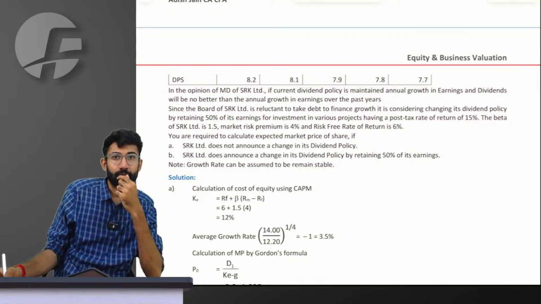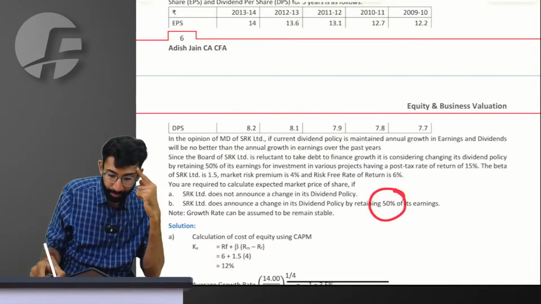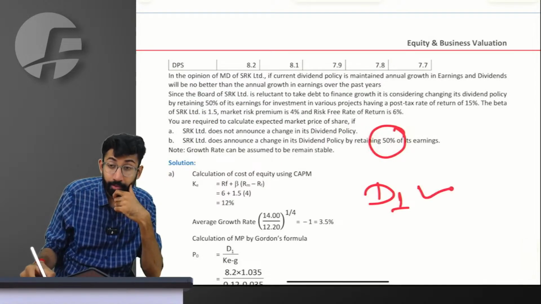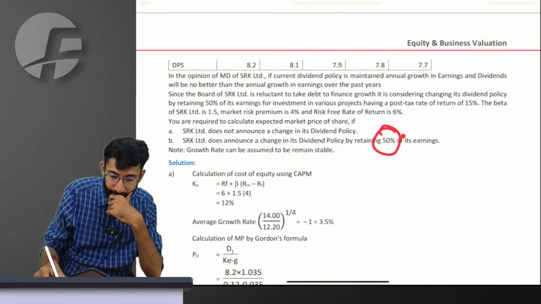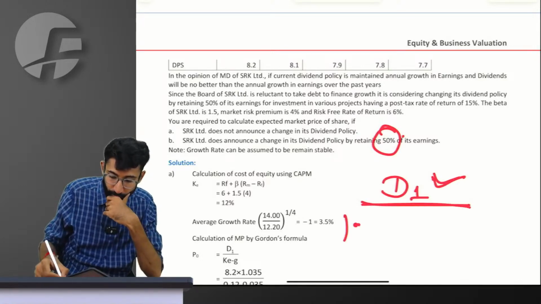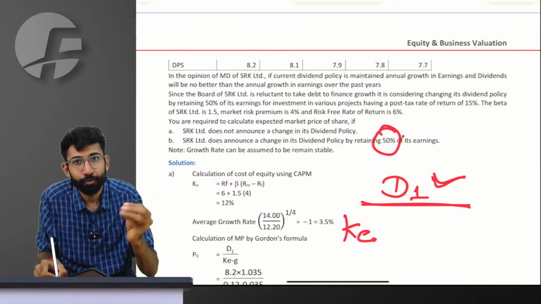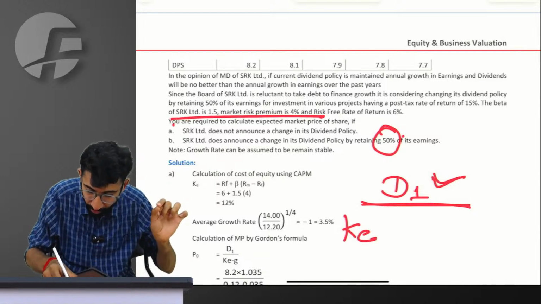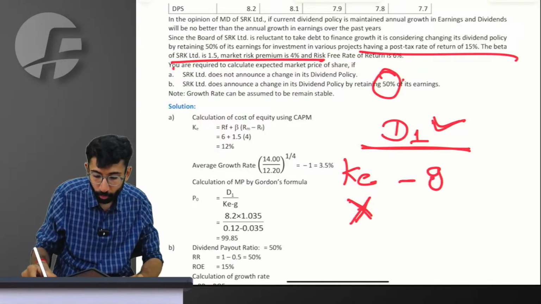Let us figure out. If I retain 50%, what will change? Will my D1 change? Yes, it will change. Will my K change? No. K is my required rate of return. That does not depend on my dividend policy. That depends on the risk taken. So K will remain the same. It will not change.